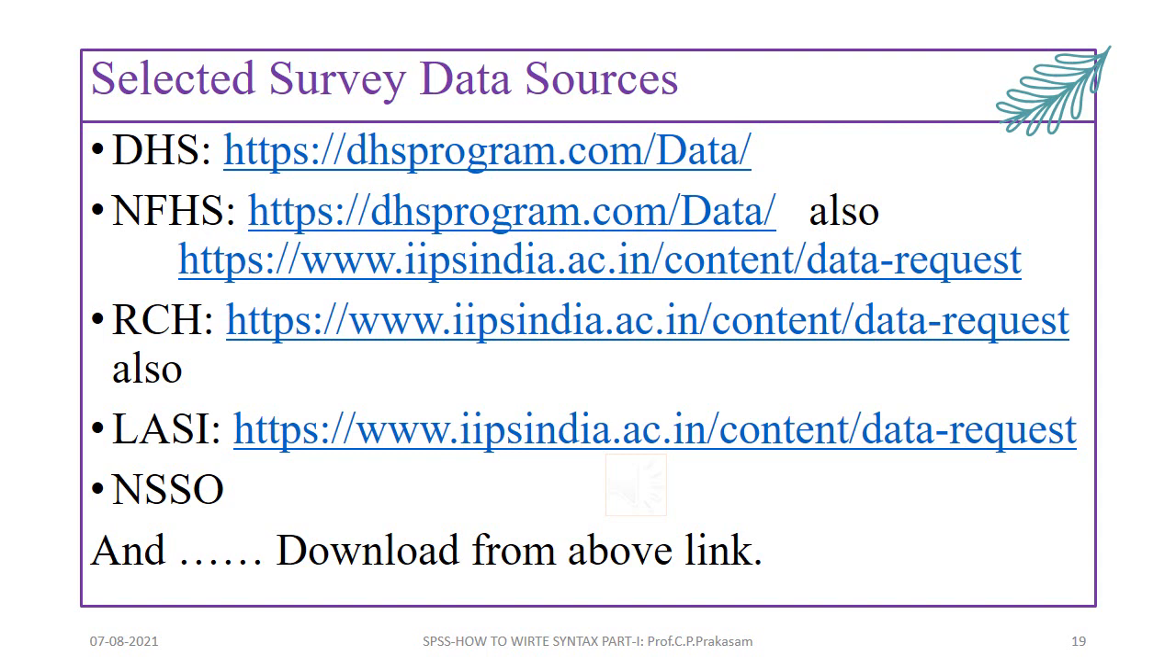or you can collect it from iapsindia.ac.in and make a data request. You can also get that. RCH, Reproductive Child Health, is also available, and LASI, the Longitudinal Ageing Study in India, is also available by data request. If you do that, then you will get the entire data. And other sources also, NSSO and many other sources are there. One can search for that and get the data source and use SPSS according to the syntax and then generate the files according to their requirements.